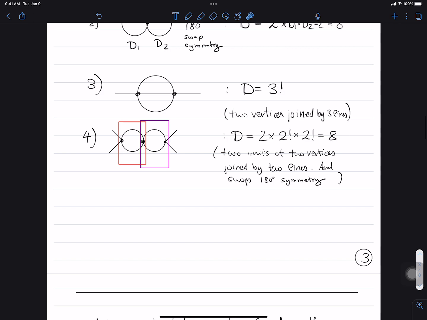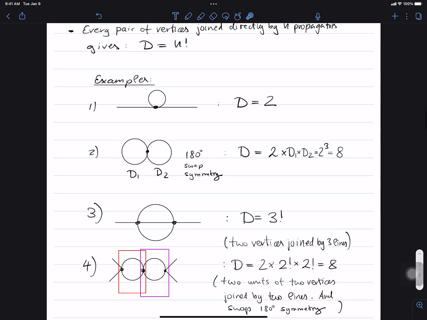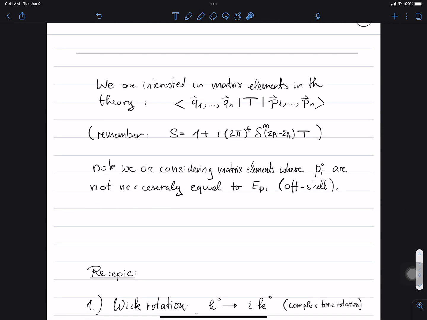So whenever we have this diagram, we have to sum over all possible momentum assignments and then divide by the total symmetry factor D of the diagram. Then these are all the Feynman rules for this theory. Now we are interested in the matrix element of the theory, where we have n particles coming in, n particles going out, and there's this T transition matrix element.